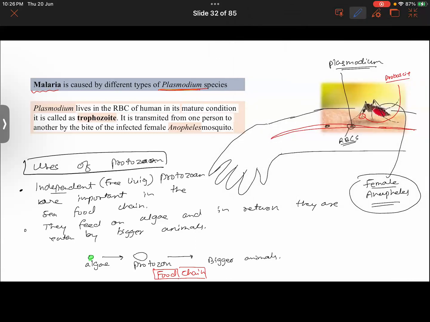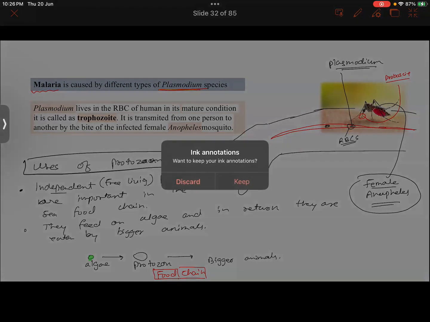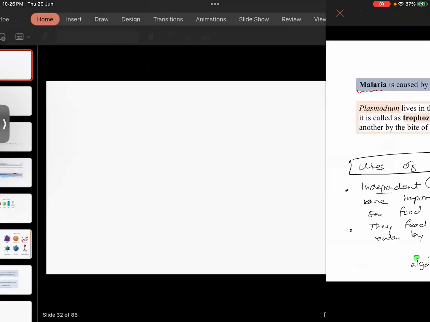Okay? Furthermore, you know that some of the protozoa would be helping in decomposition of the waste also. They would be helping in keeping the environment clean, right? So some types of protozoans help in the degradation of waste and sewage materials. So some protozoans help in decomposition of wastes. That is one such use.